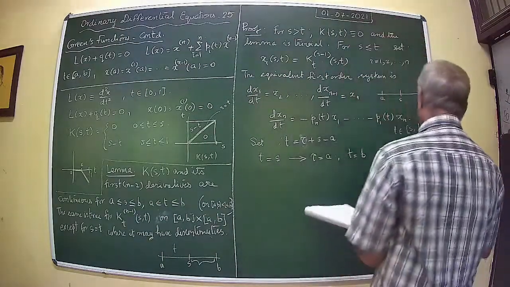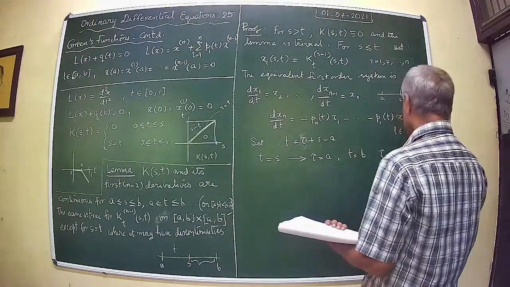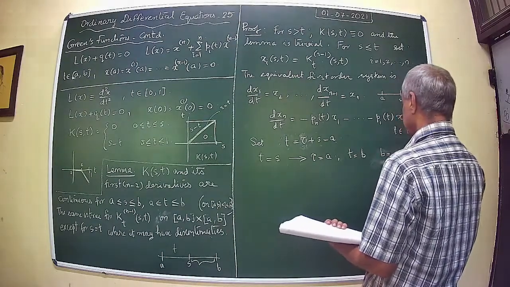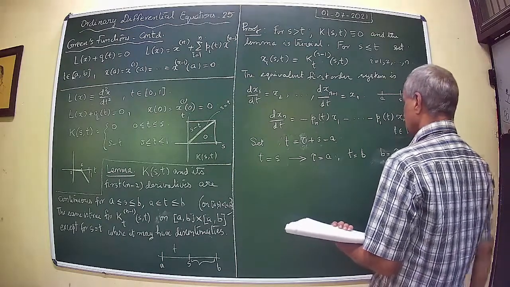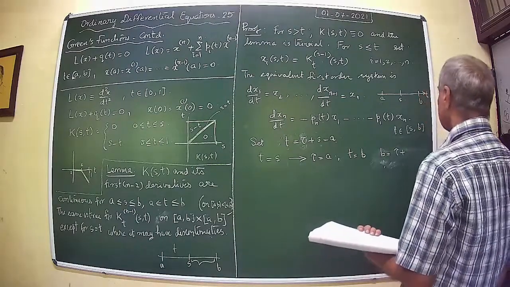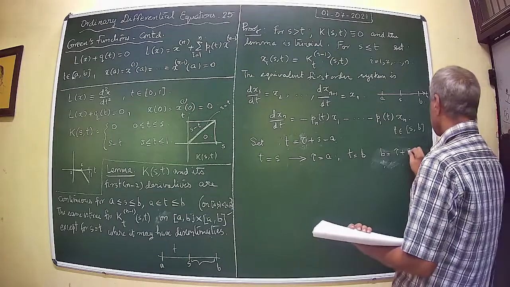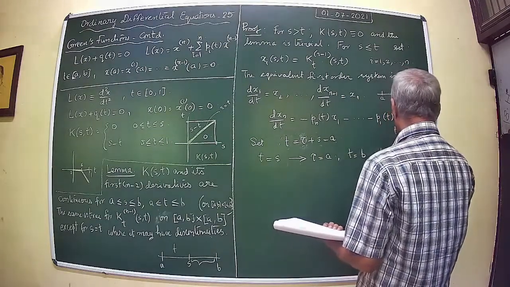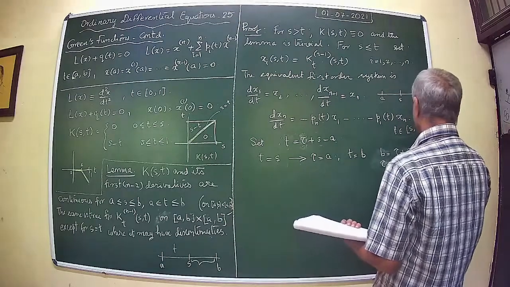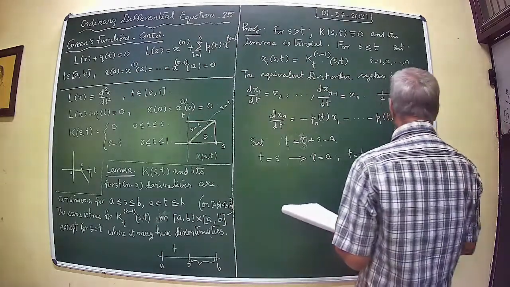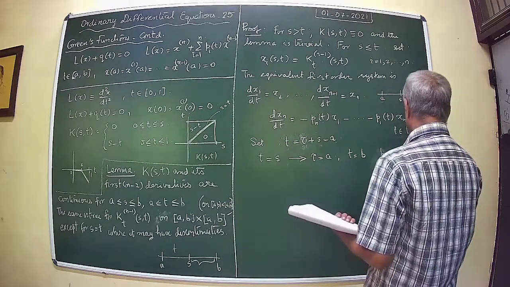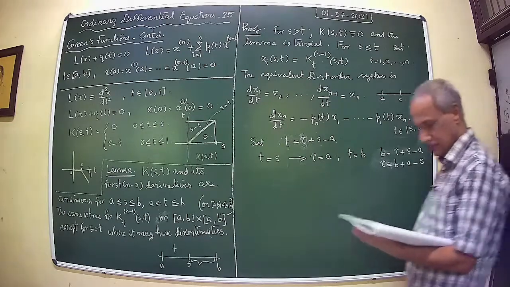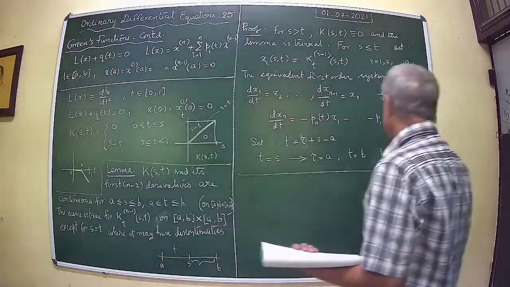Sorry, T equal to B, then you are changing B equal to, therefore tau equal to B plus minus S, that's right, B plus A minus S. Okay, so we use this transformation.